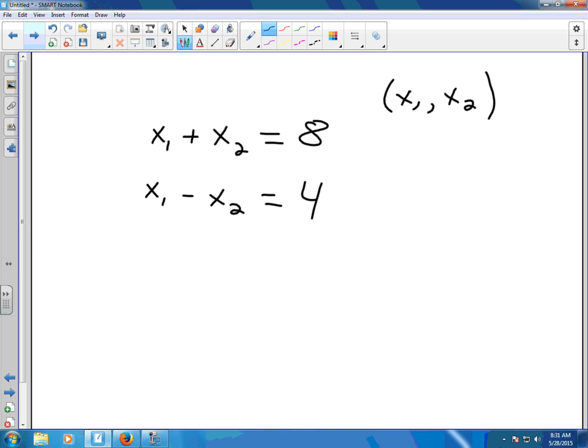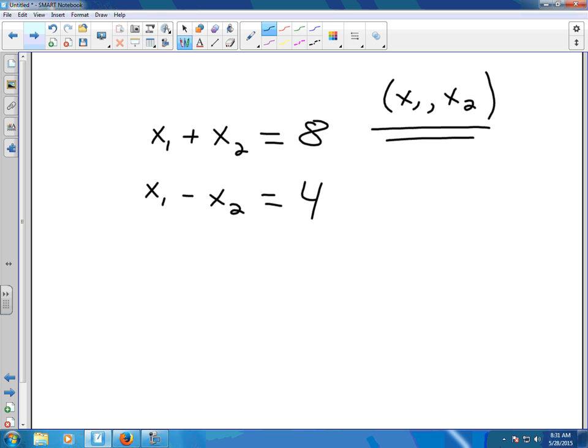Just a reminder, what does it mean to be a solution of a system of equations? A solution is an ordered pair, or if we have 3 variables, an ordered triple that works for every equation. If it just works for one equation but not the others, it's not a solution. If it doesn't work for any of them, of course, it's not a solution. But if an ordered pair, ordered triple, however many variables works for all equations, then it's a solution.